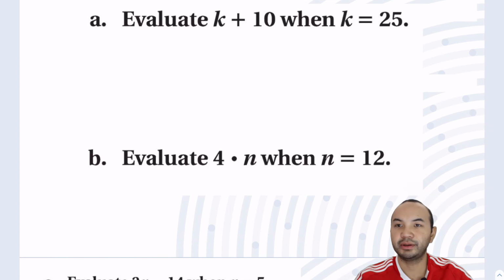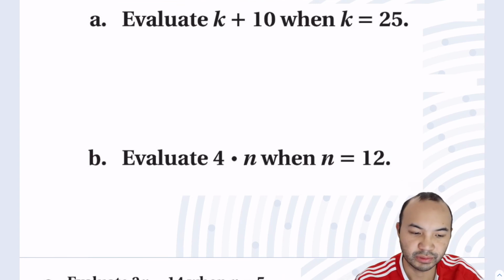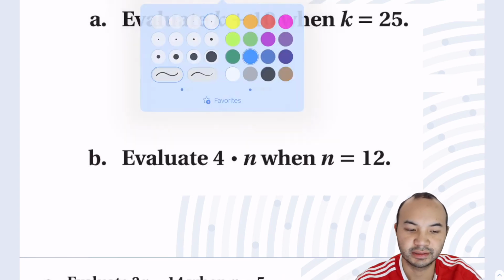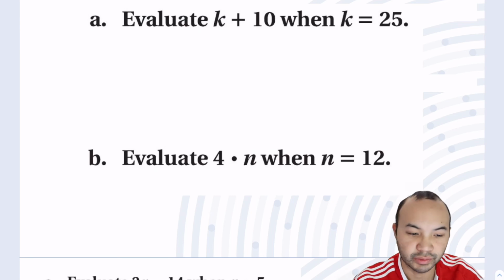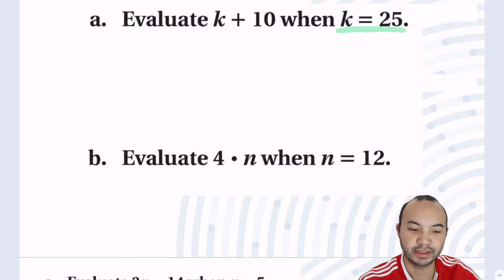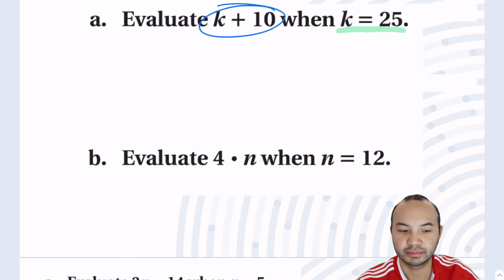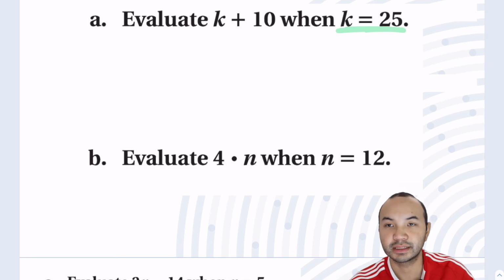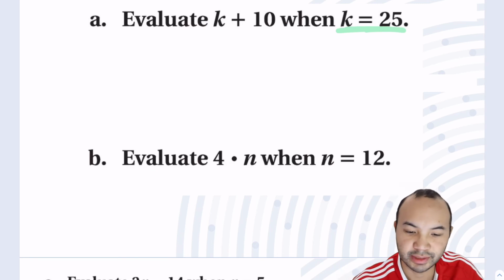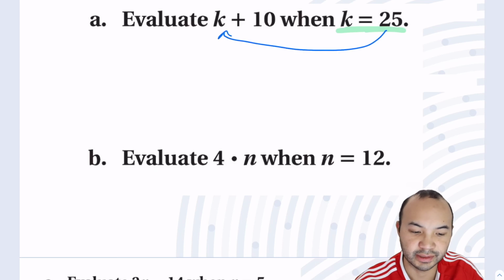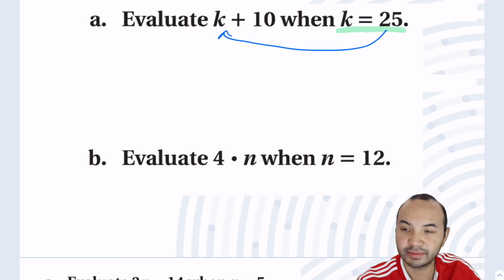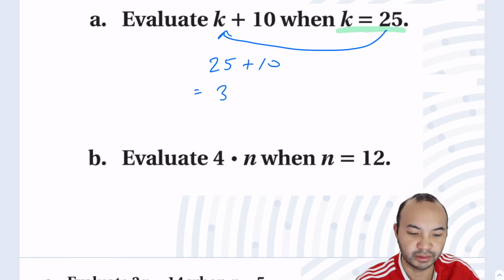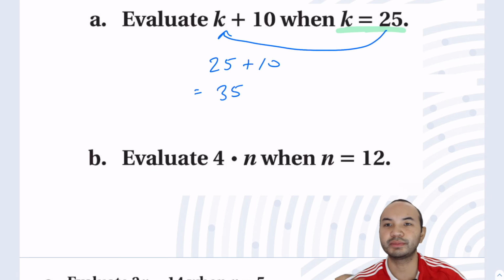Now evaluate. Evaluate means, right now it says k plus 10. K can be anything you want. Over here, it actually says k equals 25. So when k equals 25, what does this equal? That means it's giving you what the variable is, and so you just plug it in. Whenever it says evaluate, you're going to plug that in here. So it's k plus 10, but instead of k, you put in the 25 plus 10, and that's going to equal 35. So evaluate just means you plug it in.